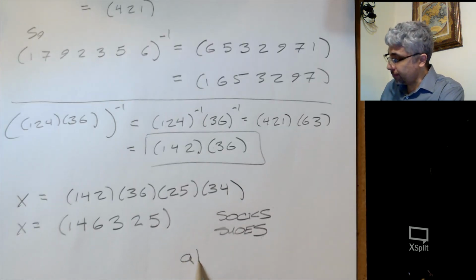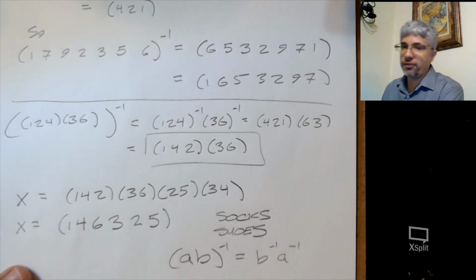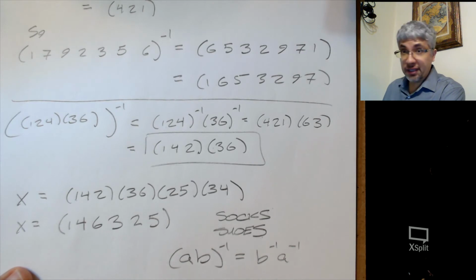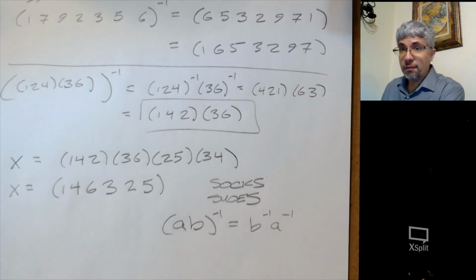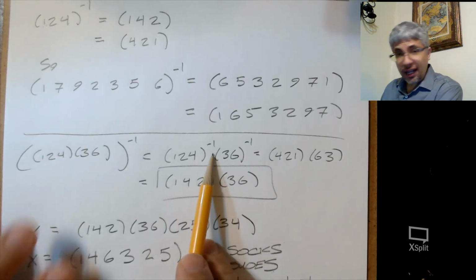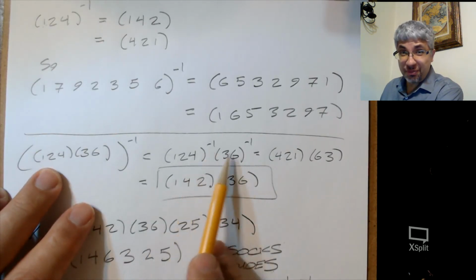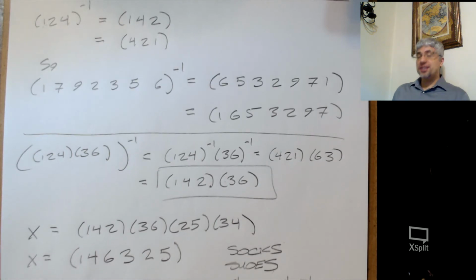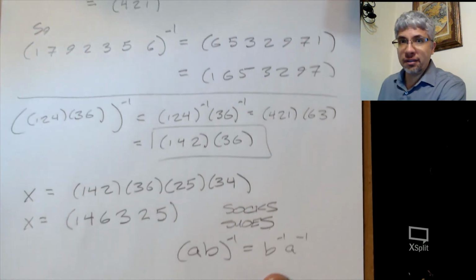So basically that principle says that (AB) inverse is B inverse A inverse. And you do have to keep this in mind because things don't necessarily commute. So did I do this wrong? I just applied the inverse to both of them in the same order, and the reason I did that is because it doesn't matter.